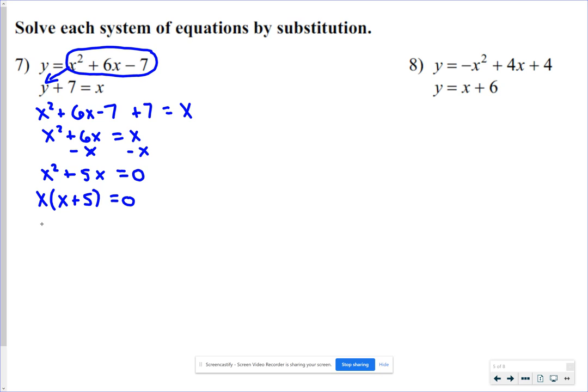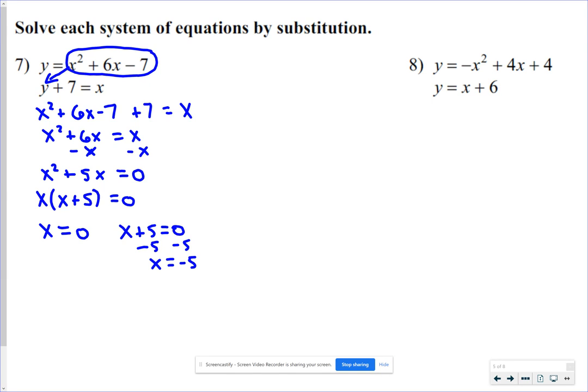If a product is equal to 0, one of the factors must be 0. So x equals 0, or x plus 5 equals 0. All right, x equals 0. We can't do anything with that. And x plus 5 equals 0, we get x equals negative 5. Now, remember, when we're solving a system like this, we're looking for a y to go with that x.